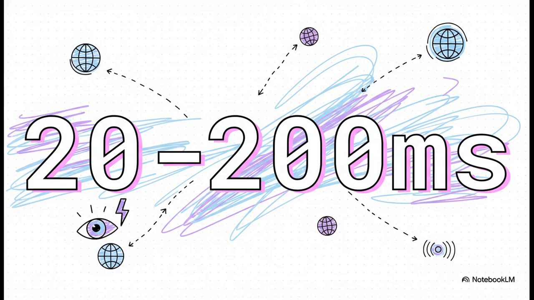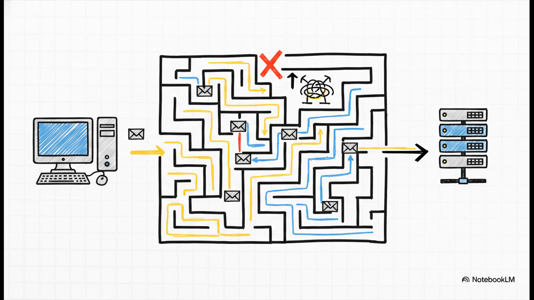And this all happens at a speed that is, well, it's almost impossible to comprehend. A single data packet can literally circle the globe and come back to you in as little as 20 to 200 milliseconds. I mean, to put that in perspective, it takes you about 300 milliseconds just to blink. It's just unbelievably fast.